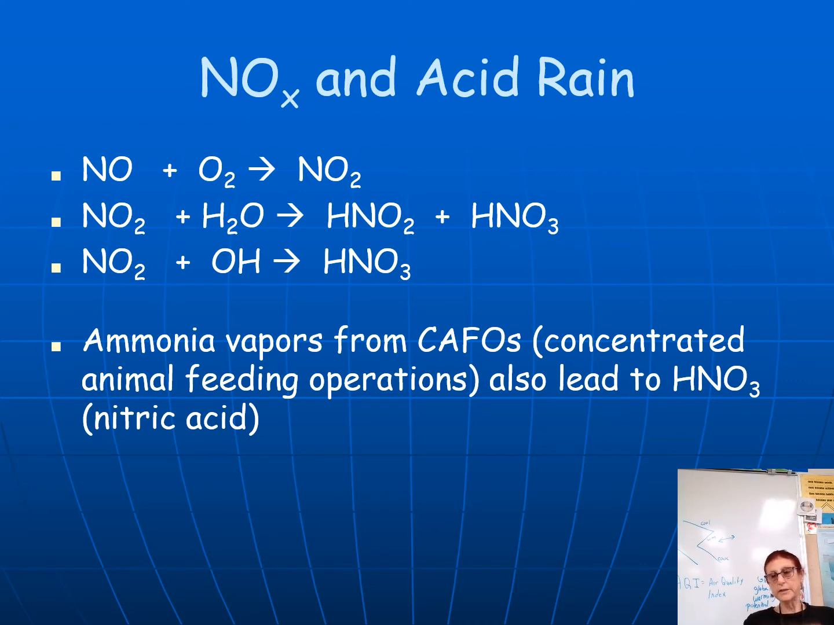So with respect to acid deposition, and acid deposition is really a better term than just acid rain. You can see how in the atmosphere, once the nitrogen oxides are emitted, they can be converted both to nitrous and nitric acid. Another component that can lead to that are ammonia vapors from CAFOs, from the manure that you find in CAFOs, which can also contribute to that deposition of acid rain.